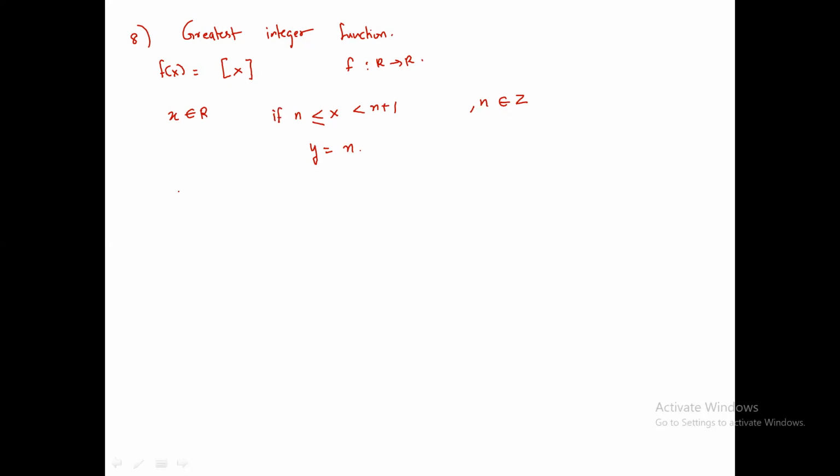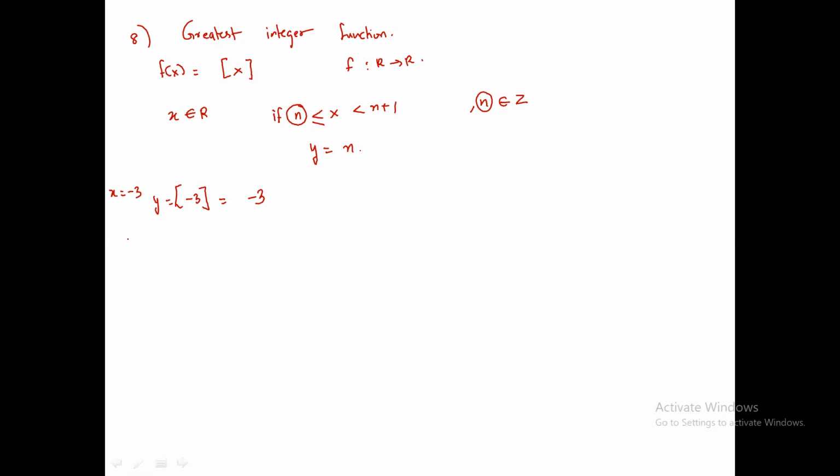What is the meaning of that? Like if x is -3, what will be y? X is -3. So y will be greatest integer function of x. Because -3 is an integer n itself. So the answer will be -3. Y will be -3 only.